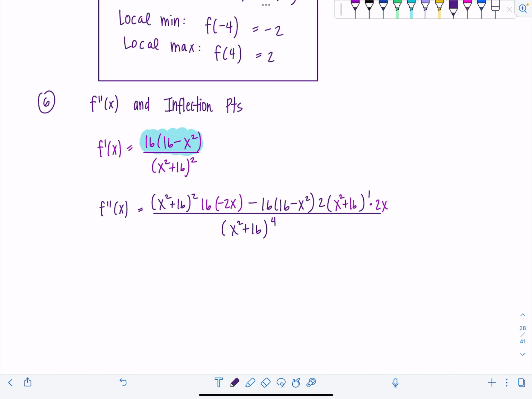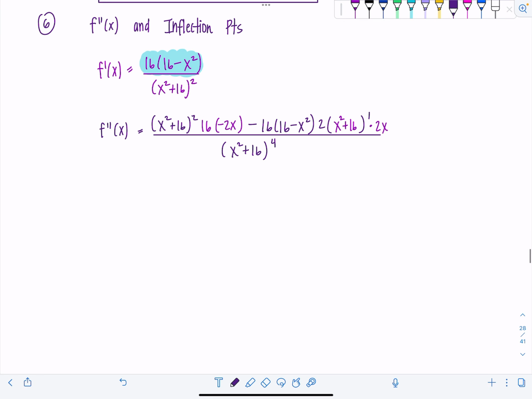Good. No, you don't go on a foiling frenzy. You factor out the GCF from the numerator. Otherwise, you will go crazy, and you probably won't be able to simplify the second derivative appropriately to find your critical values. So what's the GCF? I'm thinking we can take out -32x. Yep. And we can take out 1 x squared plus 16.